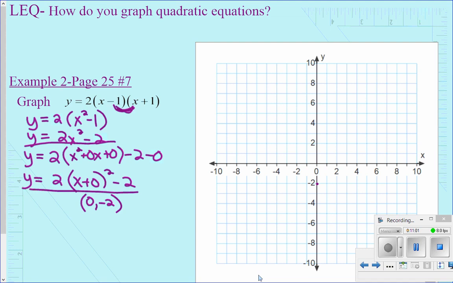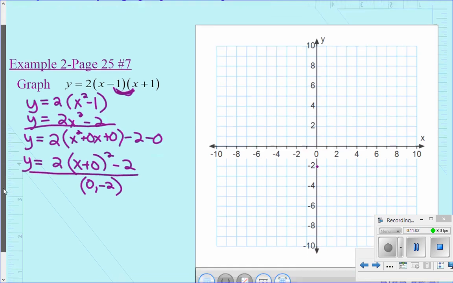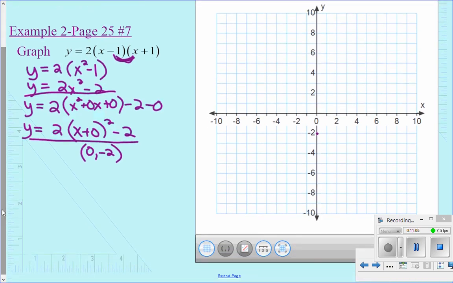Okay. Now you might be noticing that not only did we just plot the vertex, but we plotted it on the y-axis, which means we just found the y-intercept. So because we already found it, we can just say, yep, there's our work. It was not only the vertex, but it was also the y-intercept. So now all I need is to find the x-intercept.